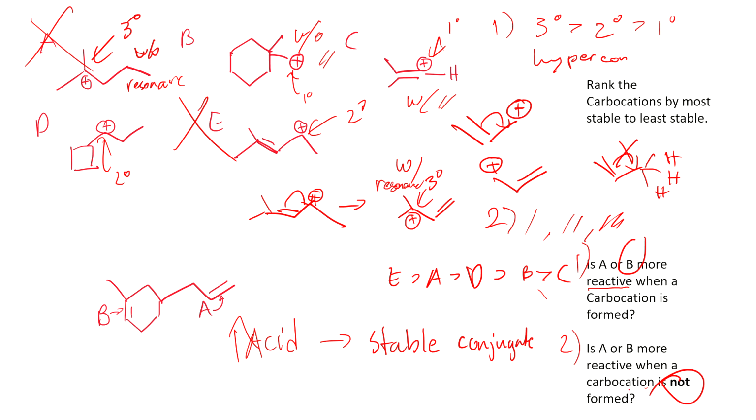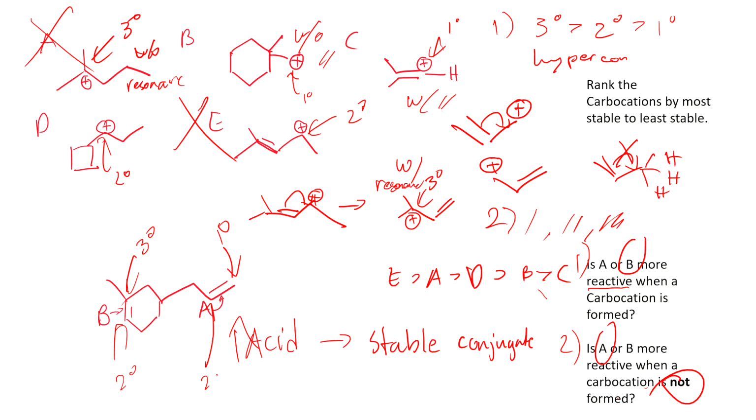But what if a carbocation is not formed? This happens when you have reactions where it just skips the carbocation step, like an SN2 reaction. So right here, the answer would be A, because of steric strain. Earlier we discussed steric strain, where this is a tertiary group. Tertiary groups have more steric strain than a primary group.